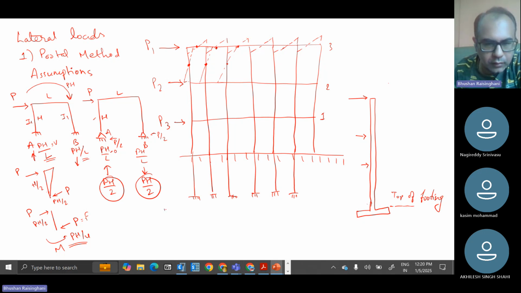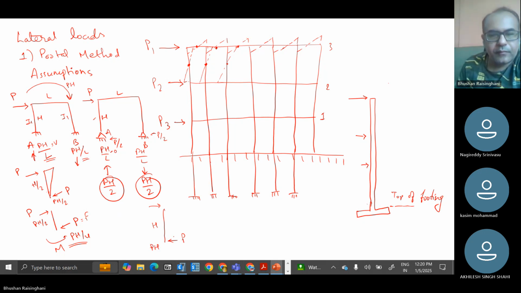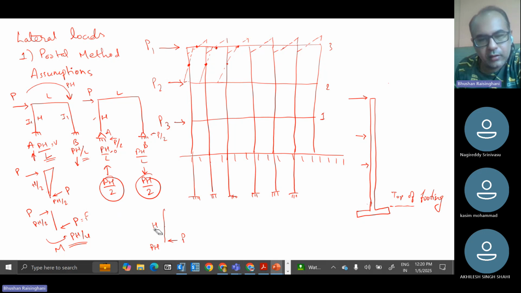This column will not be divided. It will be total H. Your P is applied and total P is applied here, and your moment is P into H in this particular arrangement. So there is no center point where the change in bending moment will take place. So all these things you need to consider. We will also see it once we are going in the steps ahead.